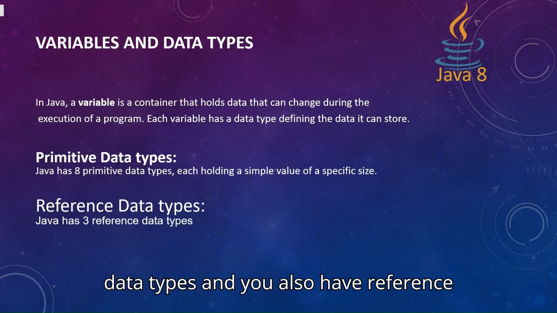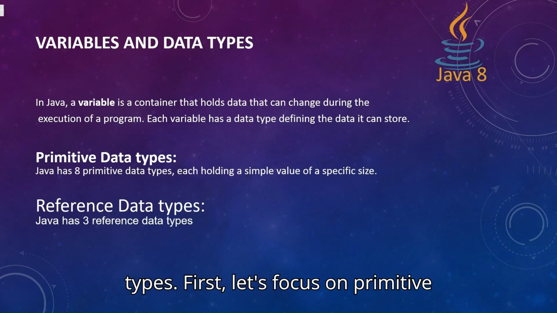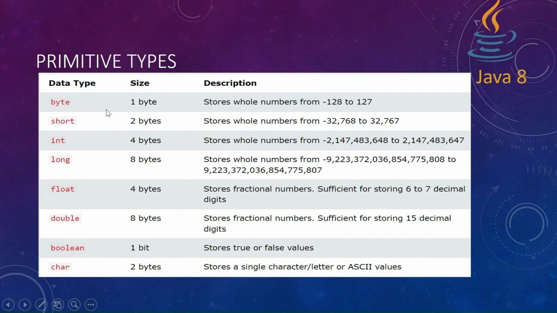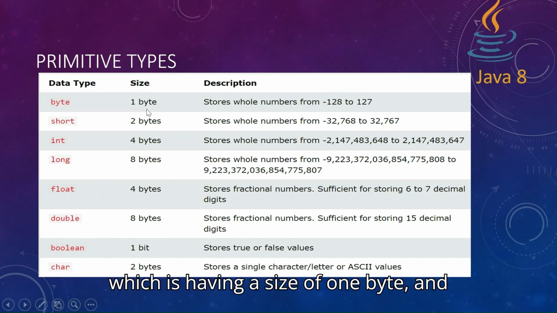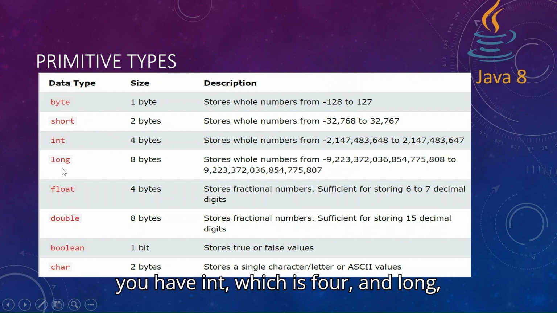And you also have reference data types. There are three reference data types. First, let's focus on primitive data types. So you have byte, which has a size of 1 byte, and you have short, which is 2 bytes, and you have int, which is 4, and long, which is 8 bytes.